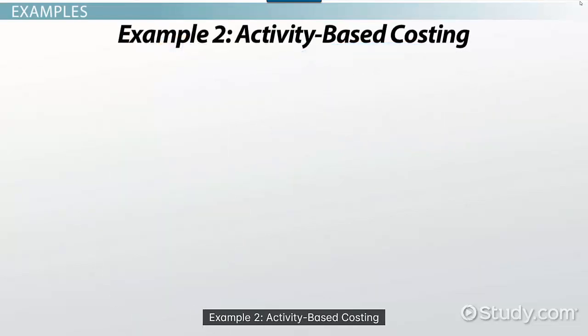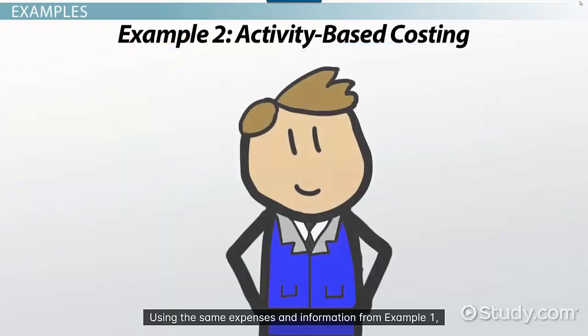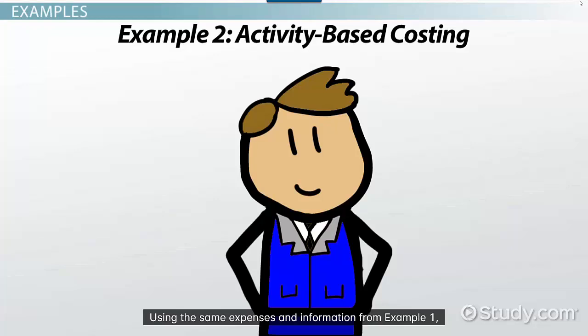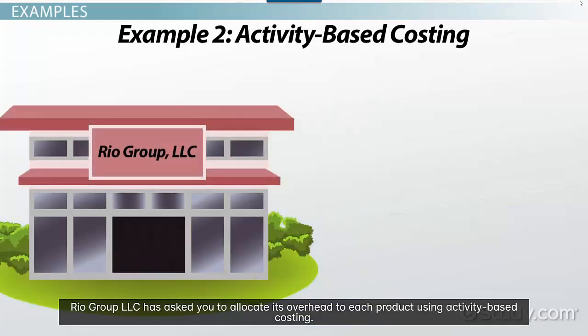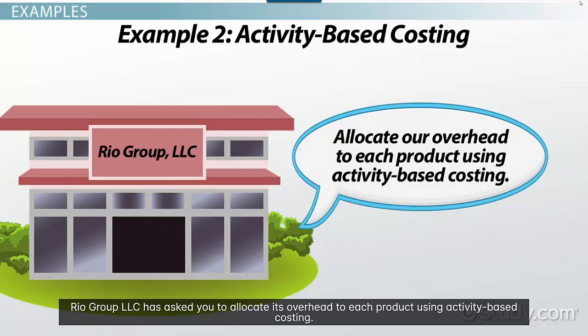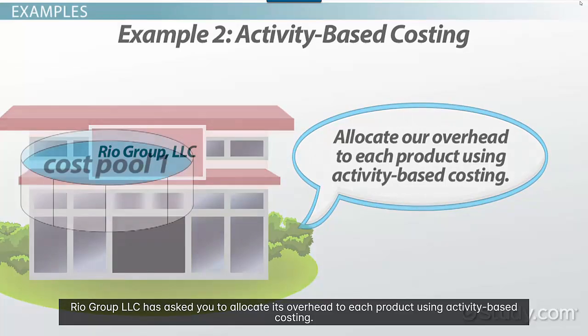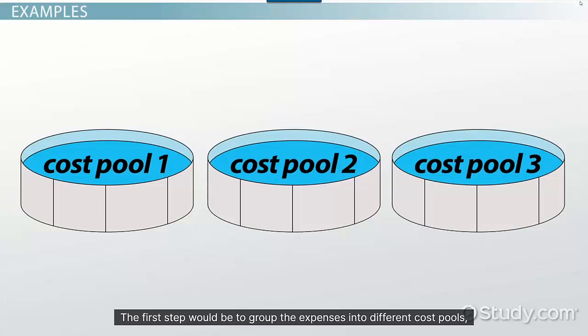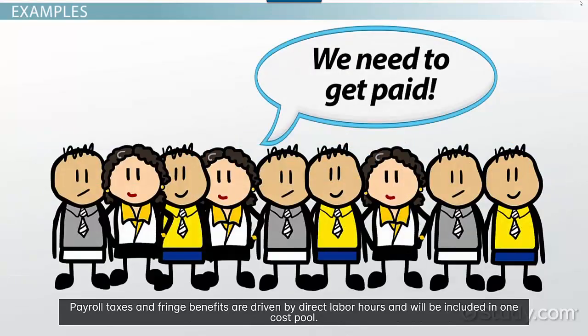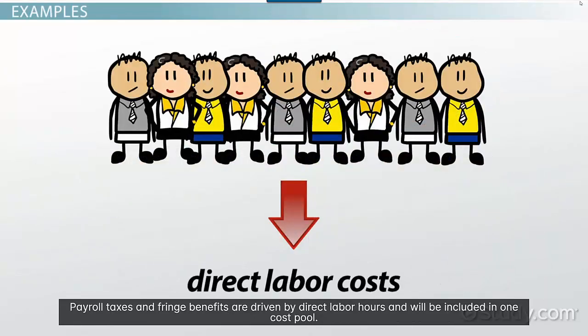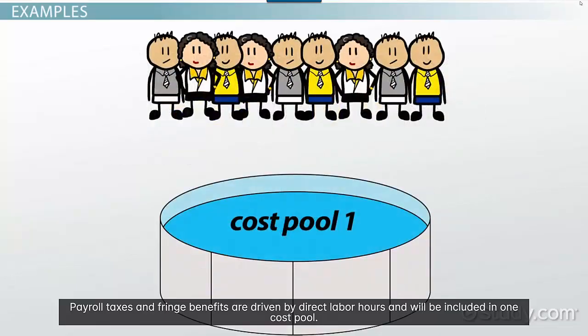Example 2. Activity-based costing. Using the same expenses and information from Example 1, Rio Group LLC has asked you to allocate its overhead to each product using activity-based costing. The first step would be to group the expenses into different cost pools, depending on the factors that drive the costs. Payroll taxes and fringe benefits are driven by direct labor hours and will be included in one cost pool.